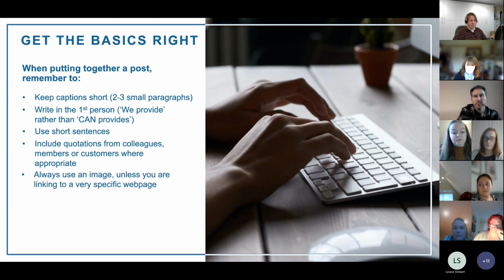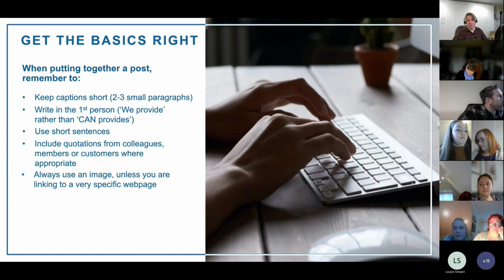It's really, really important to try to always use an image with a post. There are social media platforms that exist where captions aren't visible at first. So a lot of social media is image led. It's really, really important when you're putting together a caption to always use an image.